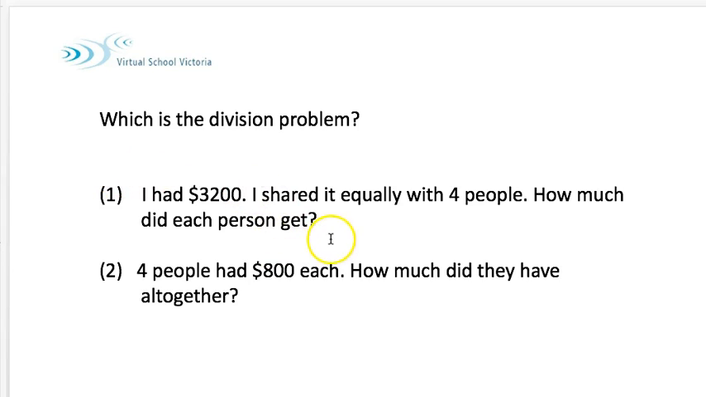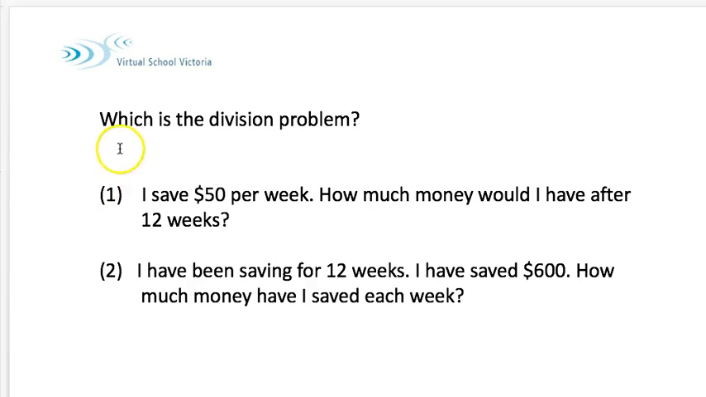I wonder which one is a division problem here. Okay, if you looked at the words altogether, that's the multiplication. But how much did each person get? So number 1 is the division problem. We'll just do one more. Let's do this one.